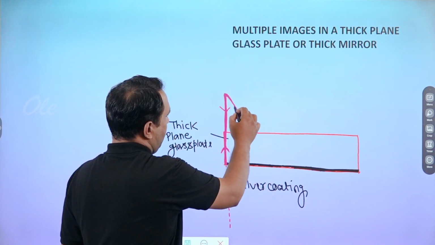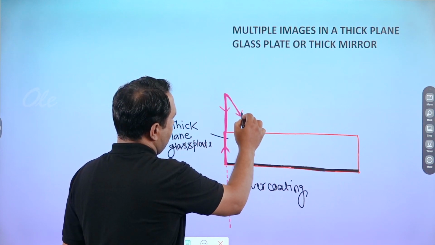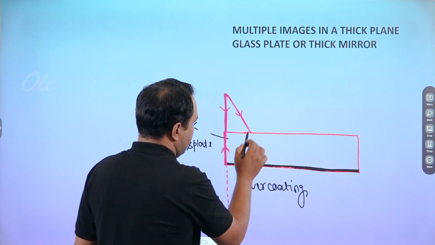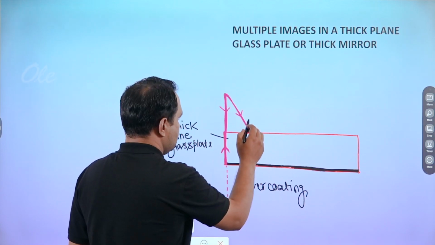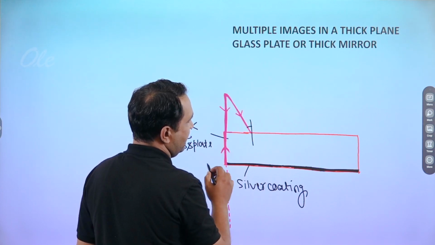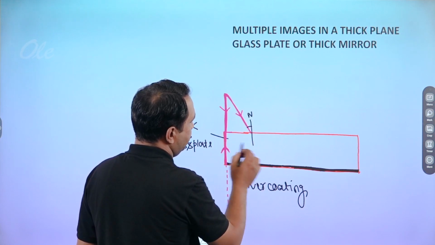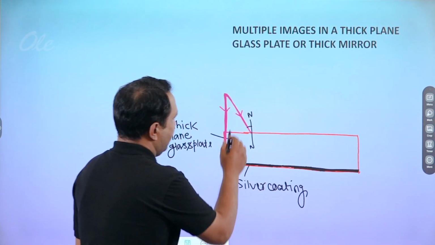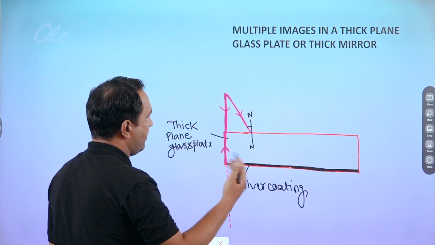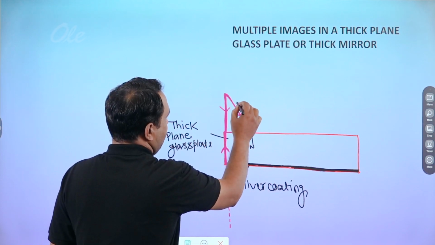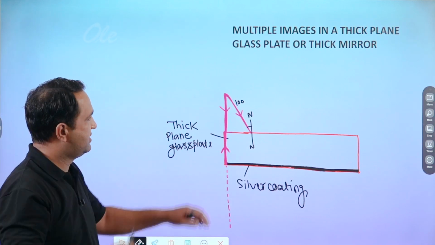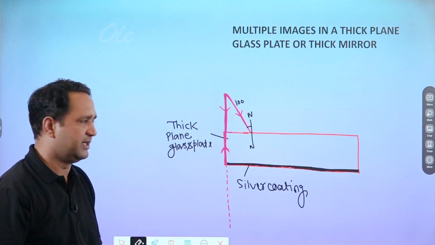Another ray is obliquely striking on this surface. What will happen with this ray? Now we will draw a perpendicular here. So this is a perpendicular, right? This is the incident ray and this is the angle of incidence. This is the normal. Out of 100%, for your convenience, suppose this ray has 100% intensity.